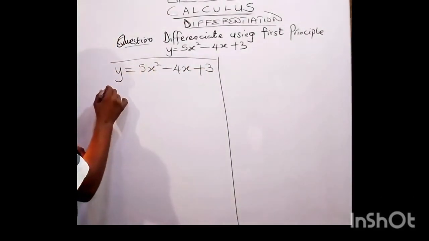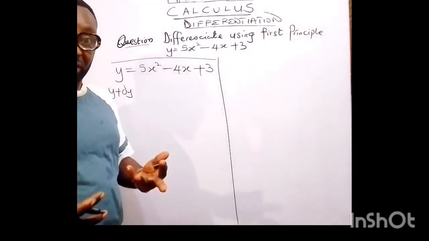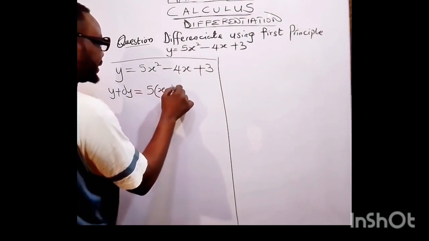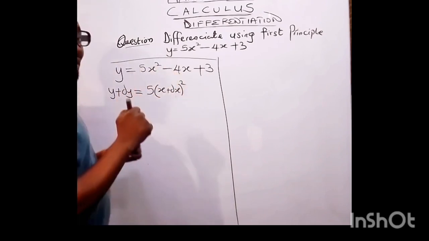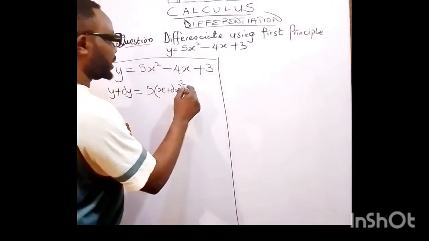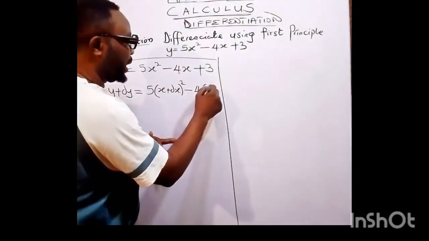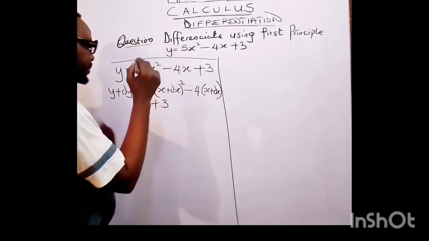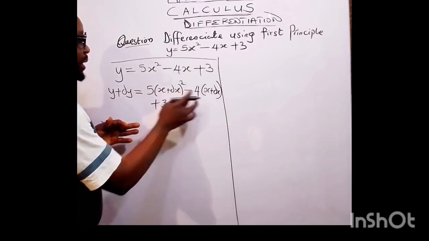So we are going to have y plus dy. This dy means change in y, is equal to 5 into bracket x plus dx, squared. You can see the square on it. After you put the bracket, that is when you put the square on it, because it is x plus dx here. I think you are clear with that. Minus 4 into bracket, this is x again, it will also increase as well, x plus dx. Close the bracket. Plus 3. Now, having done this, we are going to open up all these brackets.